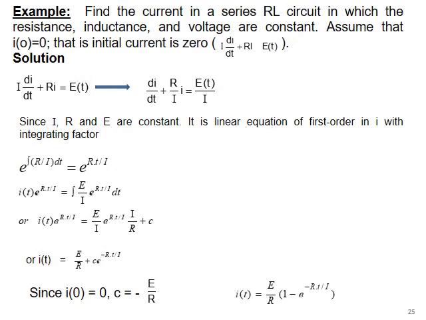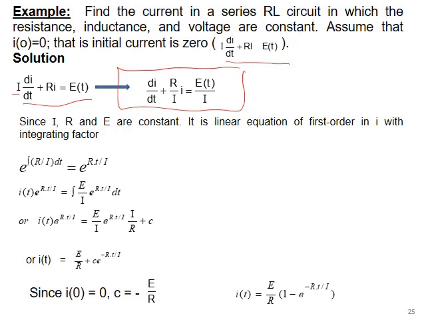Another example from electrical circuits. Find the current in a series RL circuit, resistance and inductance, in which the resistance, inductance and voltage are constant. Assume at time 0 the current is 0. And the formula is given to you in this way. Rearrange, divide by L, rearrange the formula. It looks like this. Just a minute.